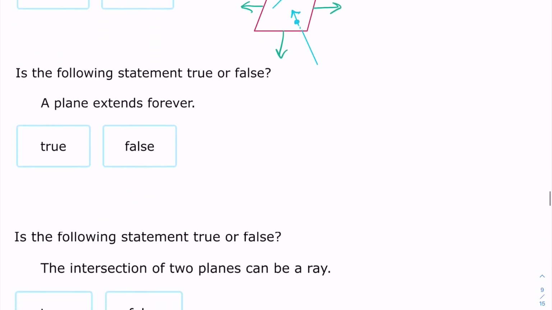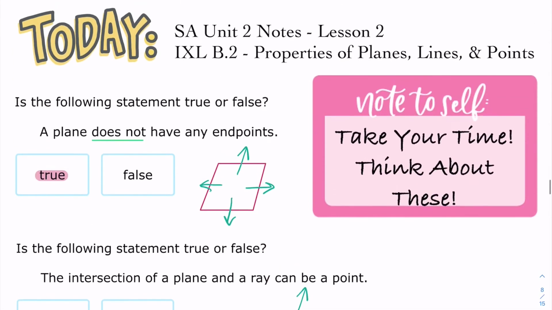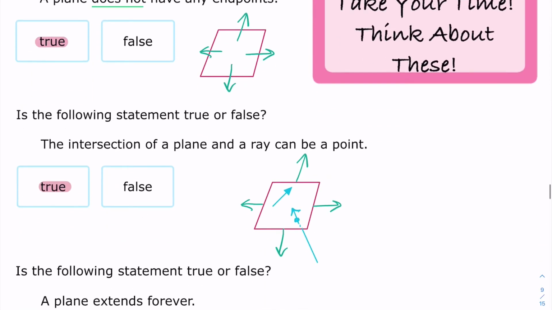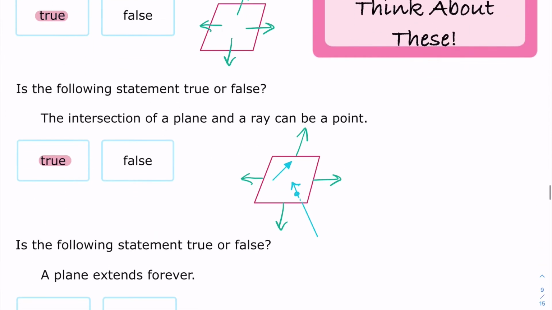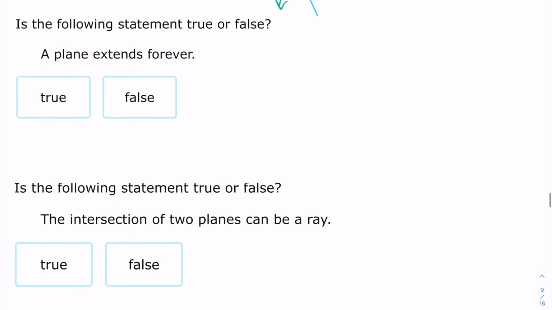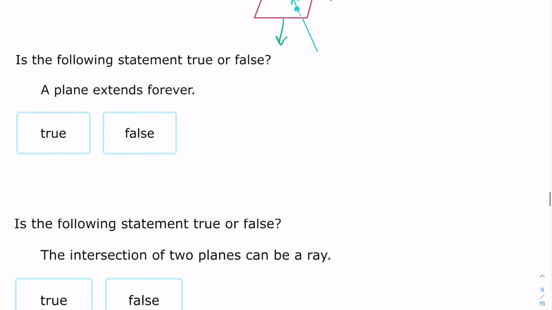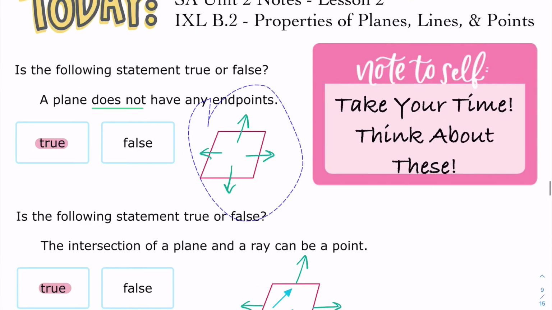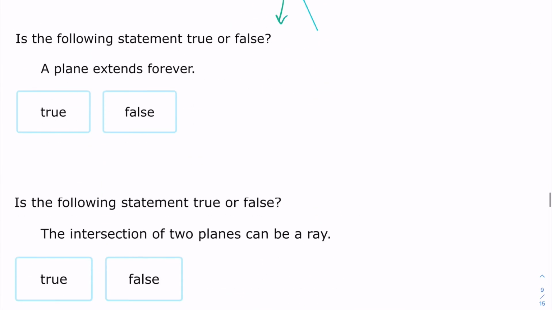Is the following statement true or false? Now, you can use these on IXL B2. You'll get the same questions. There's only so many questions that you can answer, so you can just follow along with these and find the one that matches. A plane extends forever. It sure does, and I drew that right here. It does go in all directions forever, so this one is true.